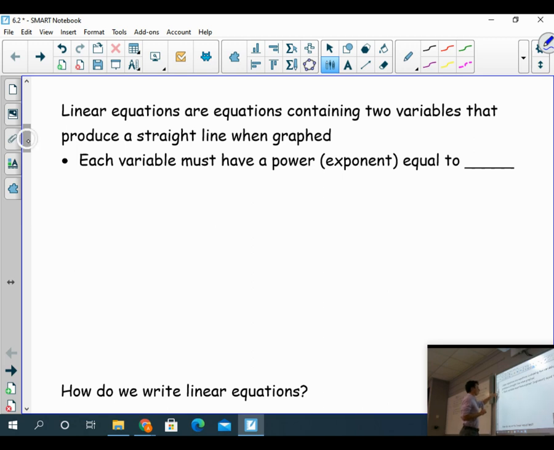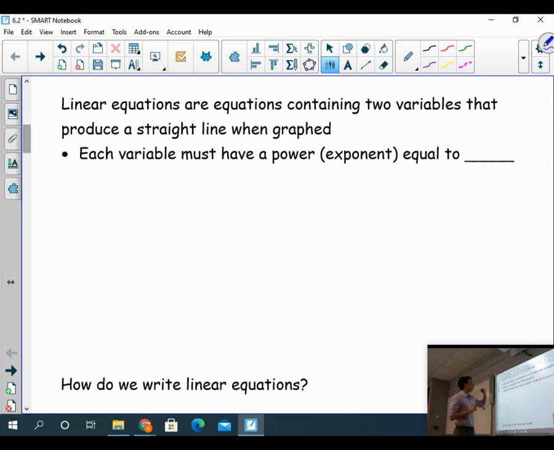So first things first, linear equations are equations containing two variables that produce a straight line when graphed. Again, we see this concept that a linear equation is going to produce a graph of a line. If an equation is graphed and it is not a line, it is not considered a linear equation.